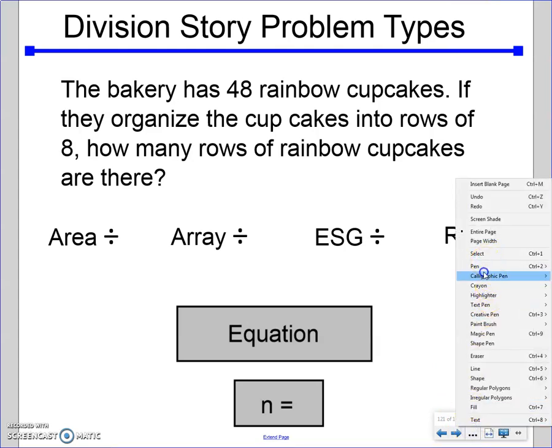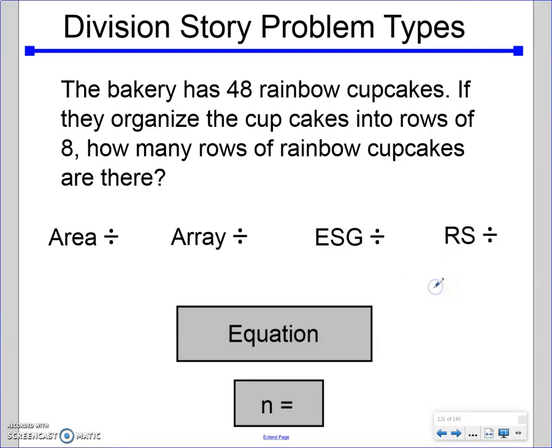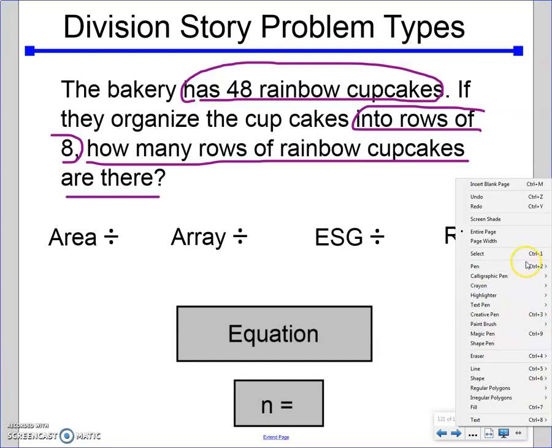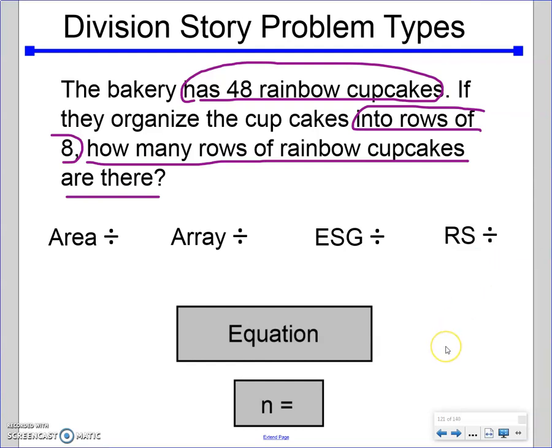Well, let's see here. Let me grab my pen. One piece of information I see is that there are 48 rainbow cupcakes. I also see that they're organized into rows of 8, with the question asking how many rows of cupcakes there are. If we have cupcakes in rows and we know the total amount, what kind of story problem is this? I agree, this is clearly an array division story problem.